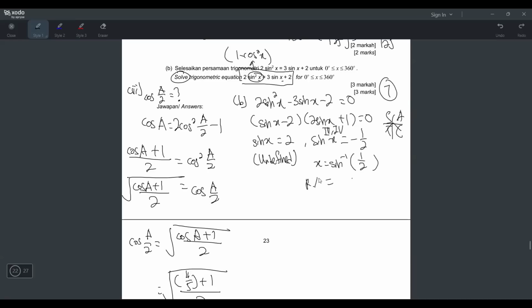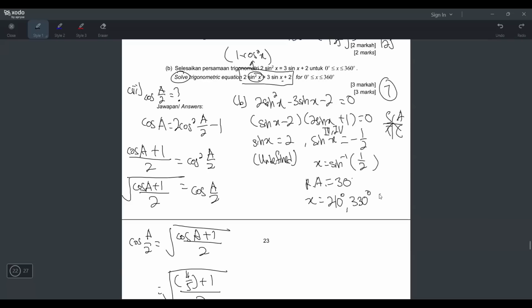When we press shift sine, we will not press the negative because we are trying to get the reference angle first. So if you press this, it will give you 30. But 30 is not the answer. This is the reference angle. So how to get the real angle? Convert to quadrant 3 and quadrant 4. Okay, how to convert quadrant 1 to quadrant 3? 180 plus. How to convert to quadrant 4? 360 minus. So 180 plus 30 is 210. 360 minus 30 is 330, right?